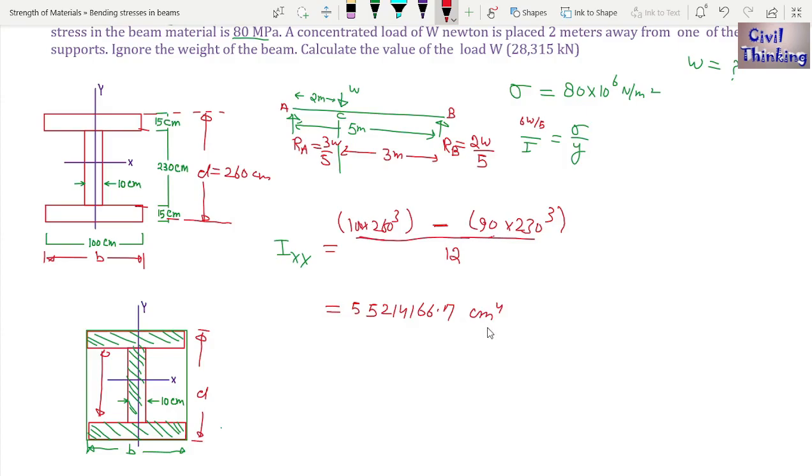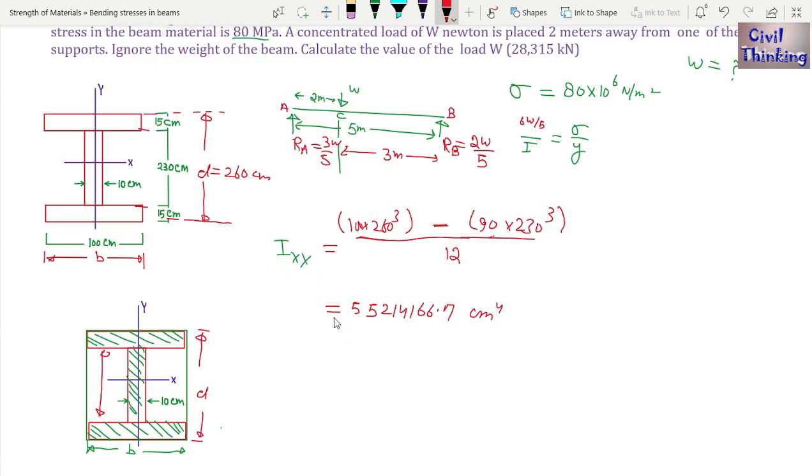And remember, the unit of the moment of inertia is length power 4. Why? Because 12 is unitless, it does not have a unit. Now 260 is length, so this is length power 3, and this 100 is length. This is length power 3 multiplied by length, so it is length power 4. Similarly, this is length power 4, so this is the reason it is length power 4. Now here the unit is centimeter, so it is going to be centimeter power 4. If it is millimeter, it is going to be millimeter power 4. Anyways, this is not the moment of inertia class.